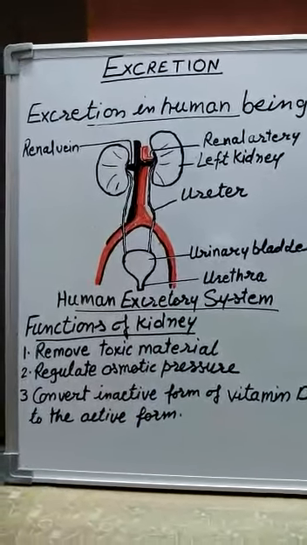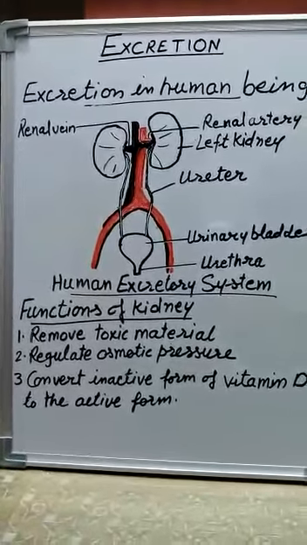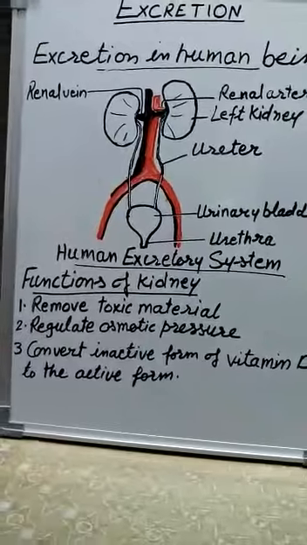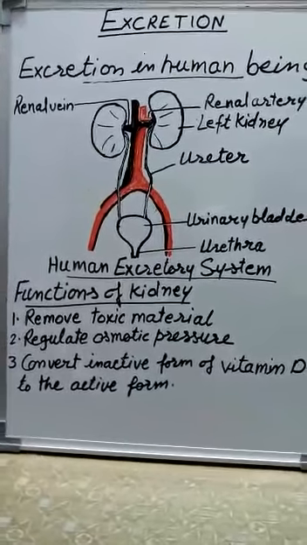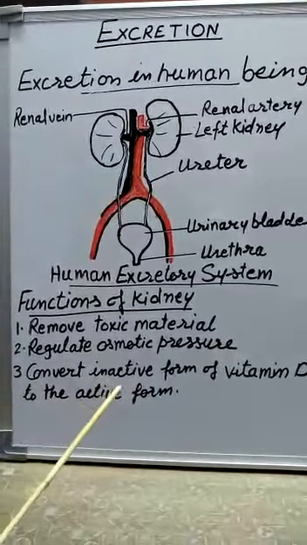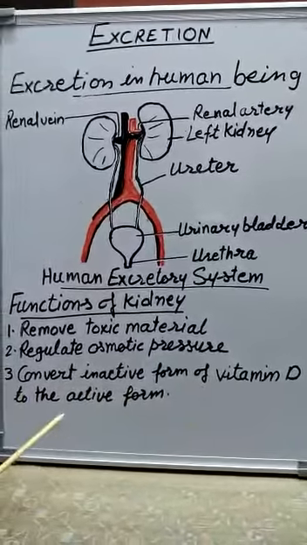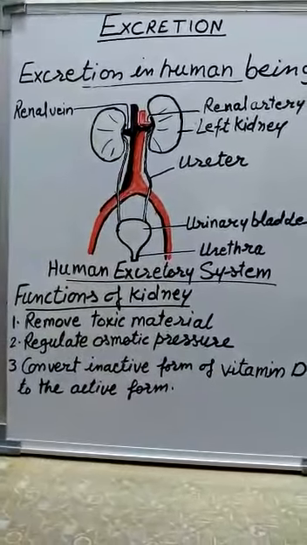And kidneys also help in regulating the pH of the blood. And then kidneys convert the inactive form of vitamin D to the active form.